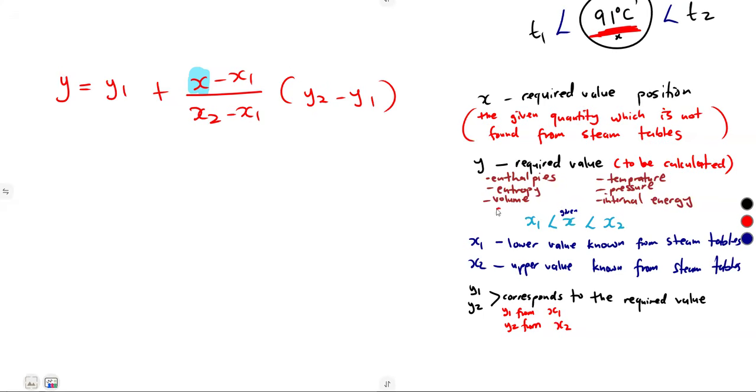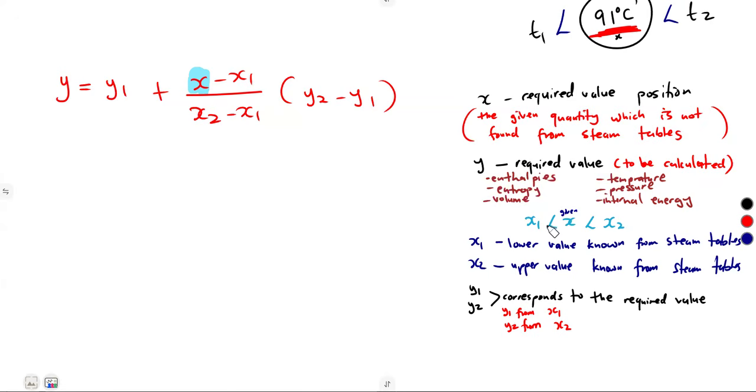So if the required value is volume, it means Y1 and Y2 will be representing volumes V1 and V2. If the required value here is the enthalpy, maybe it is HF that you want, it means Y1 and Y2 will be representing enthalpies H1 and H2, which is from your HF. If it is pressure, it means there will be P1 and P2. That is what you are having for this Y1 and Y2.